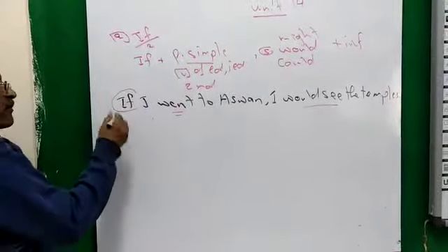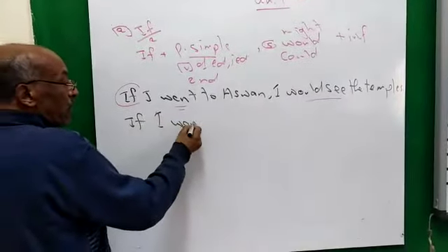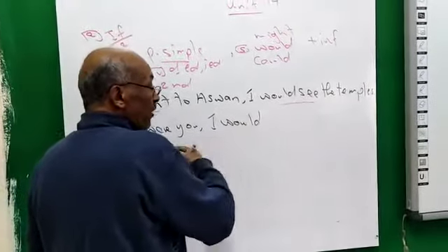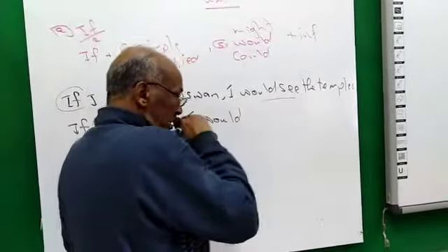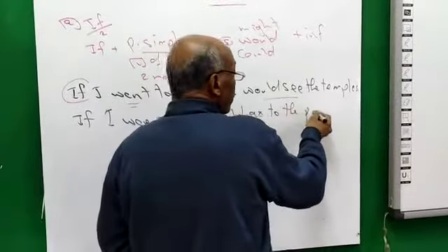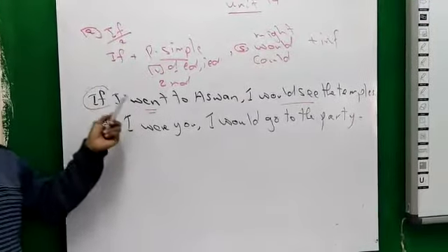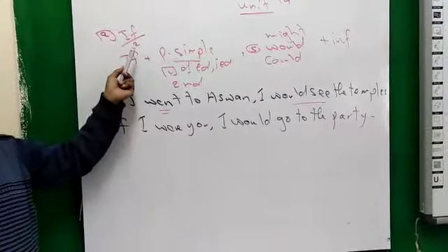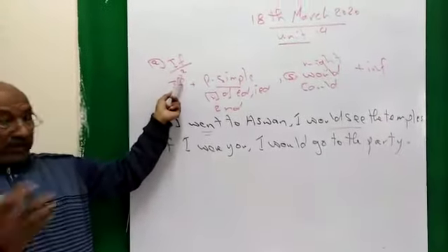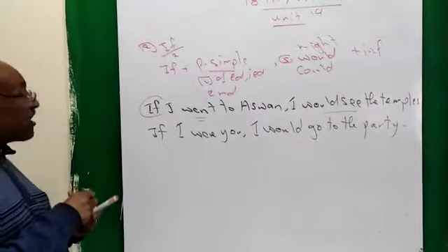So it's used like this. Or for advice: if I were you, we all know this one. If I were you, I would go to the party. If I were you, meaning if I were in your place. So we used if in the second case to indicate an event that is impossible now but can be achieved in the future, or for advice.